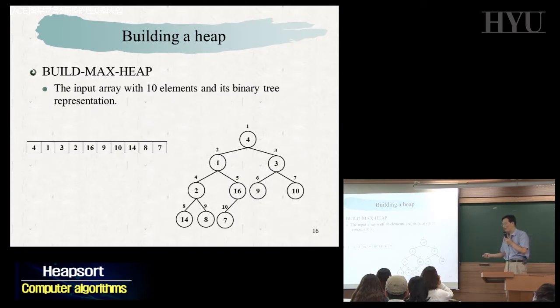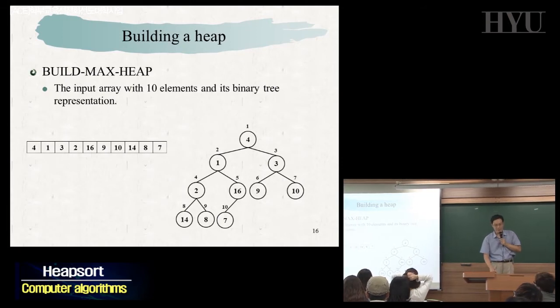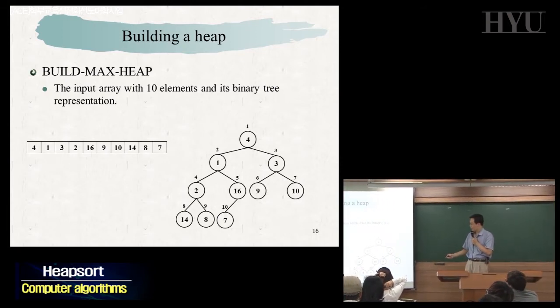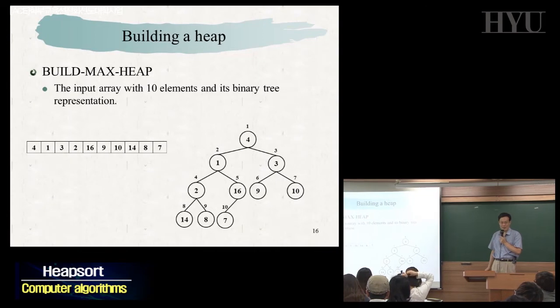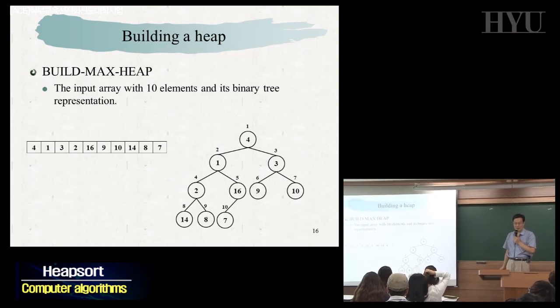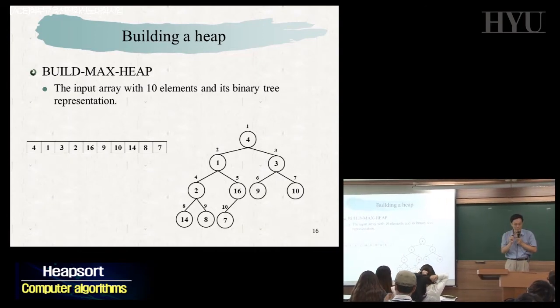Okay, we start from here. Then what should we do with this subtree? 김종빈. 자식 두 개랑 부모랑 비교해서 자식 중에 큰 놈이 부모보다 크면 걔랑 써. Yeah, so that's the definition of max heapify, right? But how about this subtree? What should we do? Subtree rooted at 16.